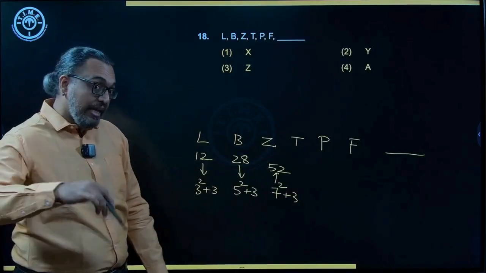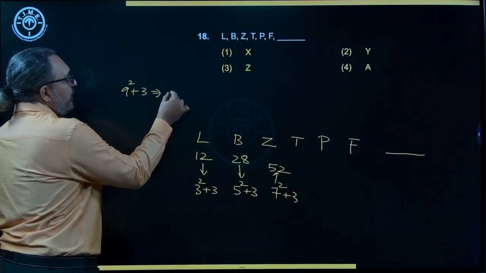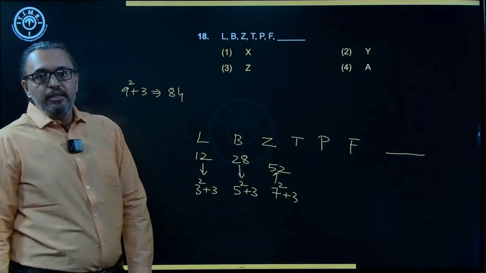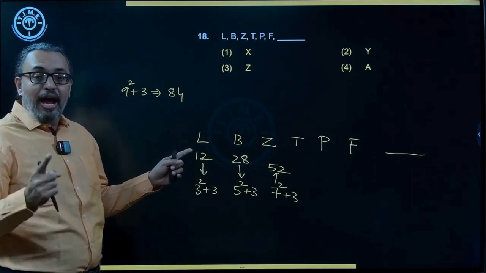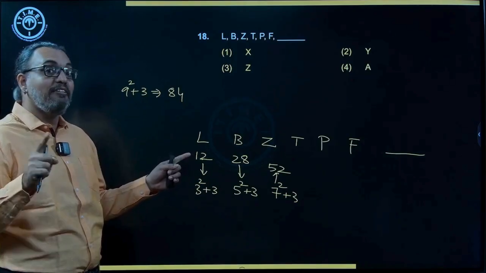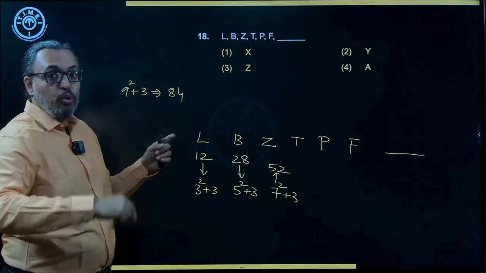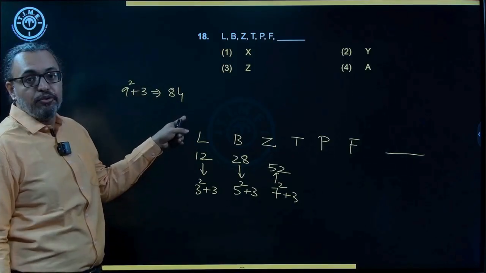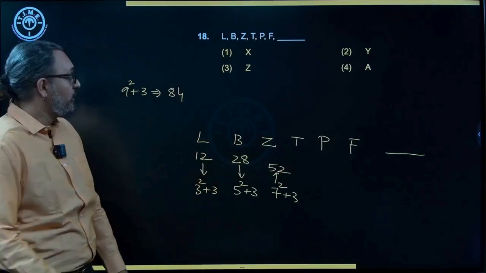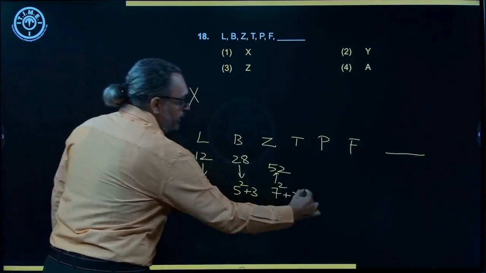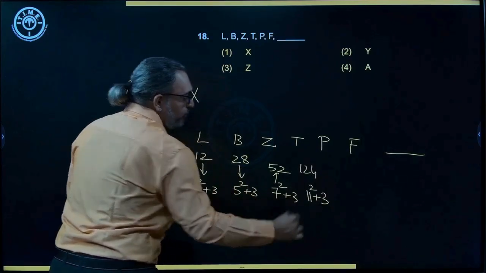Now next, is it 9 square or 11 square? We need to check. So if I take 9 square plus 3, which is 81 plus 3, I get 84. Correct? So if I take 52 is Z, add another 26, you get 78 is also Z. Now after 78, you are adding 6 more. 78 plus 6 is 84. But 6th alphabet is F, but I don't have F, I have T. That means it is not 9 square plus 3. It has to be 11 square plus 3, which is 121 plus 3 is 124.